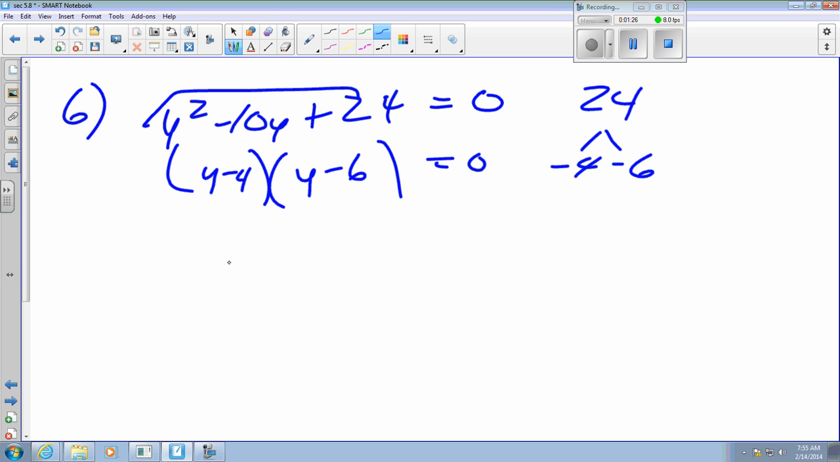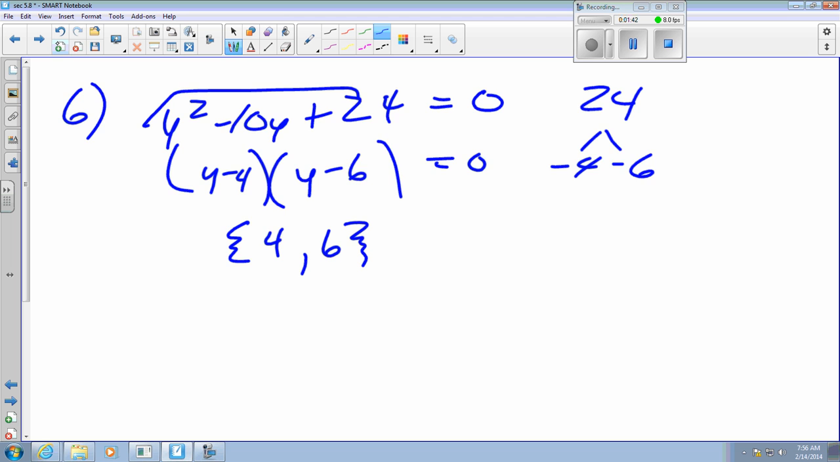minus 6. And then, since the last one we set them equal to 0 and it was just the opposites when there's nothing in front of the variable, I know that this is going to be the opposite of -4, which is 4, and the opposite of -6 is 6.